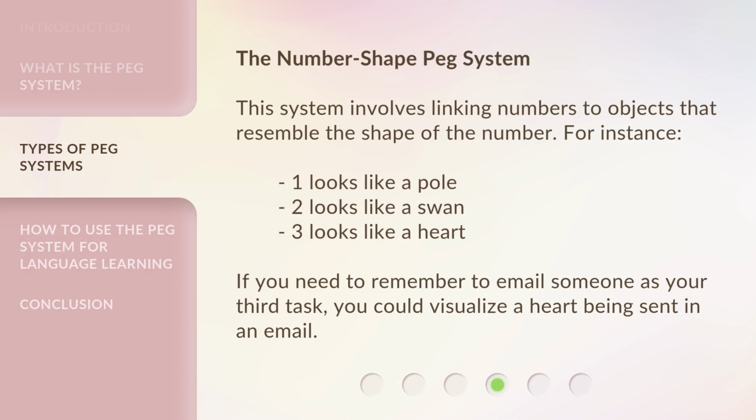The number-shape PEG system. This system involves linking numbers to objects that resemble the shape of the number. For instance, 1 looks like a pole, 2 looks like a swan, 3 looks like a heart. If you need to remember to email someone as your third task, you could visualize a heart being sent in an email.